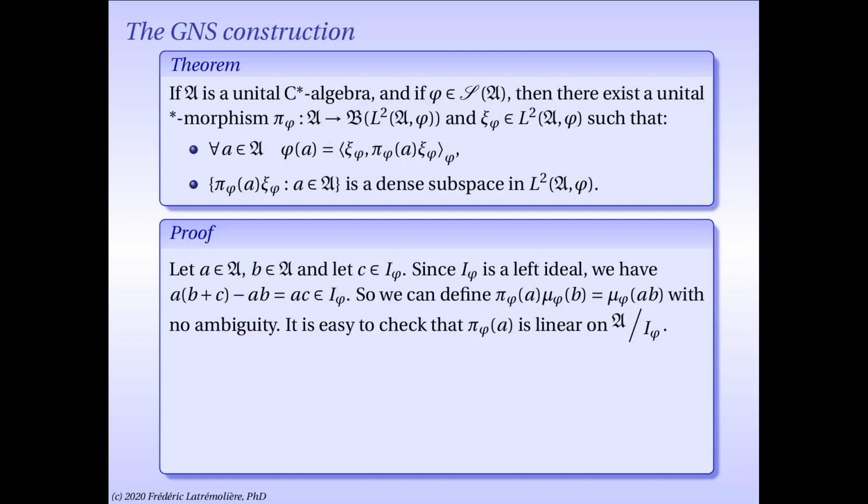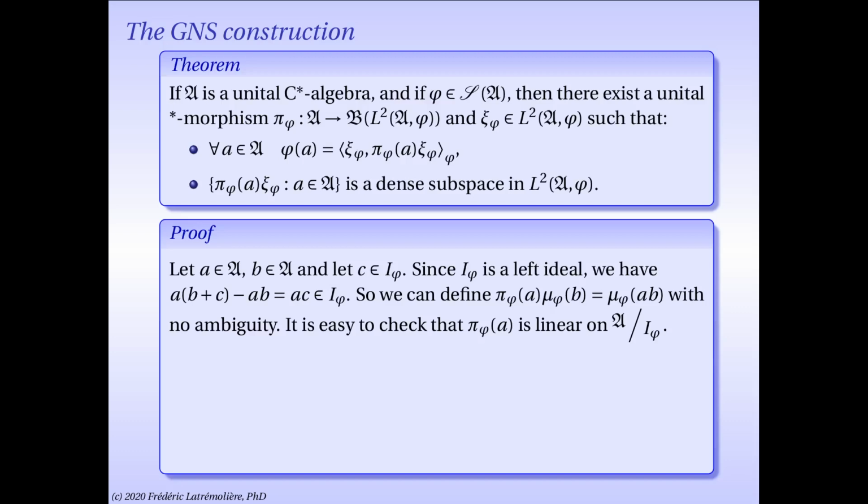And first, I'm going to define how A acts on vectors in the quotient of the C star algebra by this ideal I phi, this left ideal I phi. To do that, observe that if you take B an element of your C star algebra and C an element of this left ideal I sub phi, then A times (B plus C) minus A times B is A times C, and since C is in the left ideal, so is A times C. So if you apply the canonical surjection mu sub phi to this identity, you get that mu sub phi of A times (B plus C) equals mu sub phi of A times B.